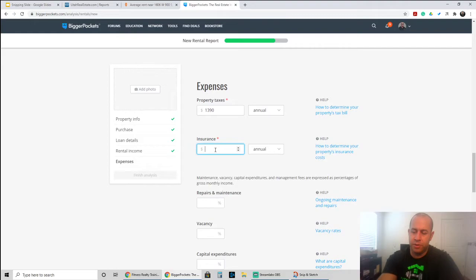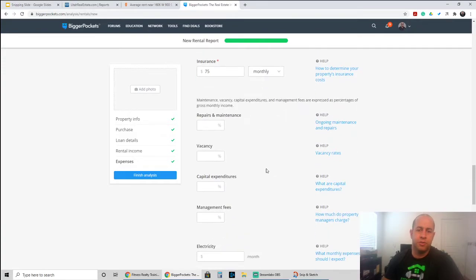Insurance, let's just say we're doing $75 a month. Ask your insurance agent what it would cost to have housing insurance for that unit. Actually, let's call this $100 a month. I think my homeowner's policy, not at this house because it's only a renter's policy right now, but on my old house it was about $100 a month or 78. Don't quote me on that.